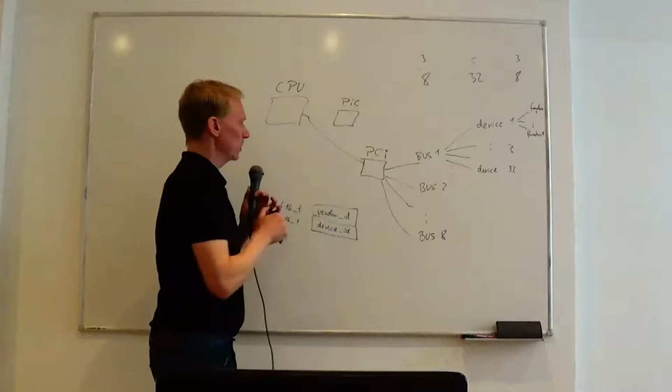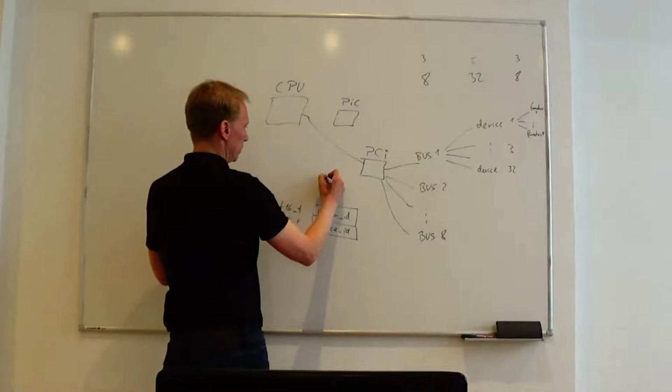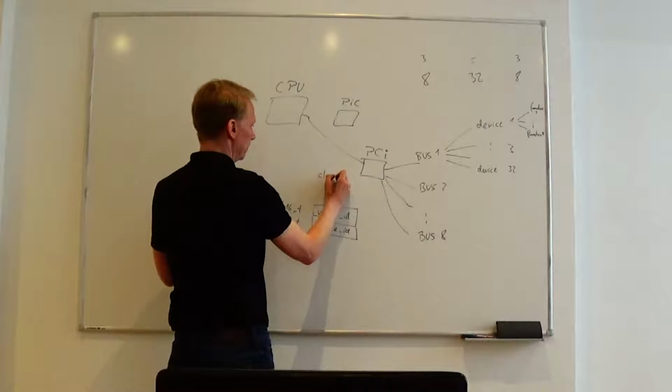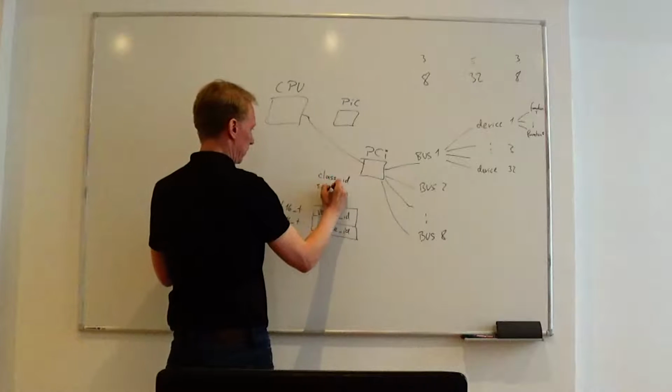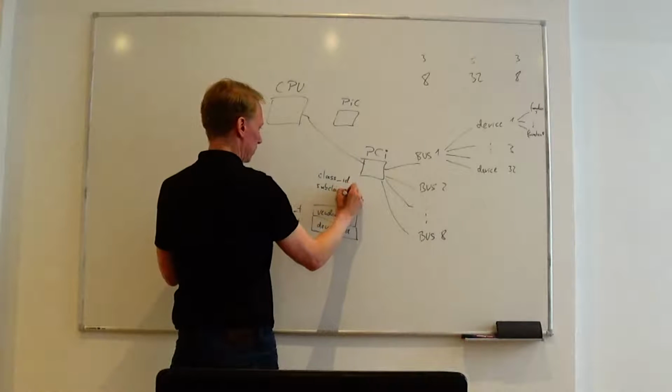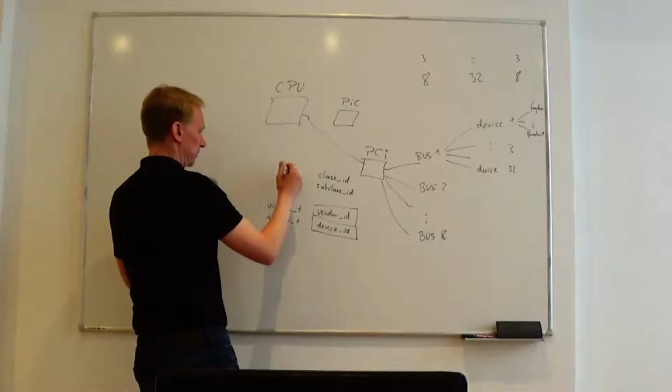The PCI controller will also tell you a more general information, something called a class ID and a subclass ID. And these are also 16-bit integers.